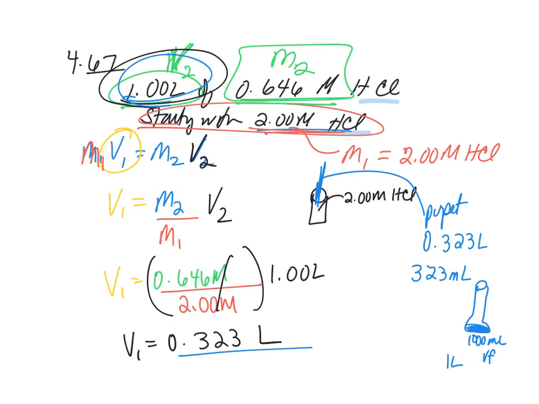Okay, so that's all your HCl, and then you're going to use water and fill it up to the meniscus, because you have a 1 liter volumetric flask. And then you'll invert it and everything, and then that's how you prepare your 0.646 molar solution of HCl.